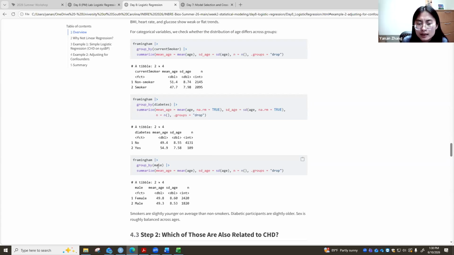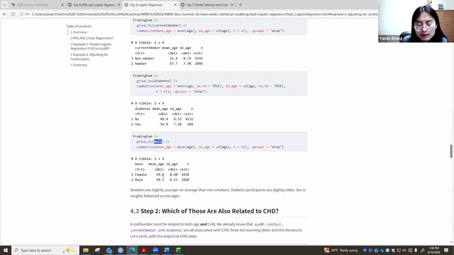How about gender, male and female? We can say for males the average age is about 50, and for females it is the same. So the age distribution is pretty balanced between male and female, right? So I would say sex may not be associated with age.